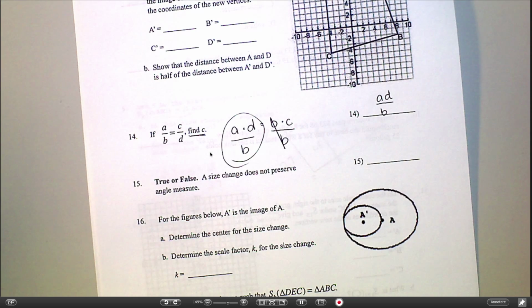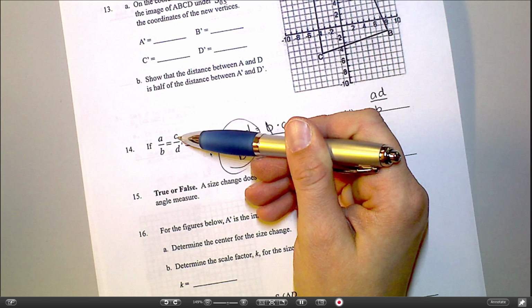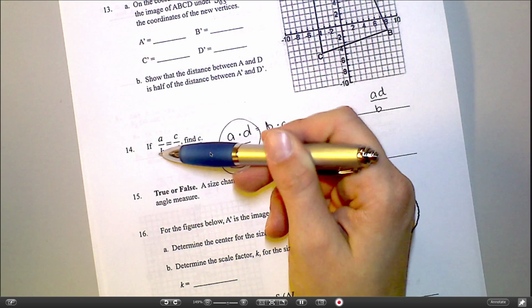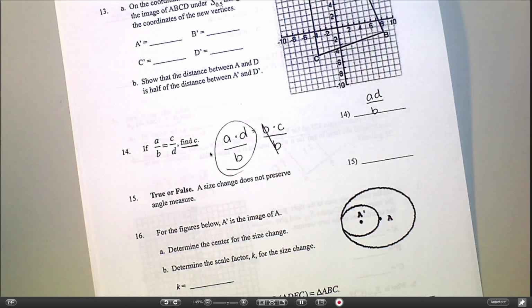Okay. And think about it. If I gave you that and if those were all numbers and I said find this value right here, wouldn't you multiply these and divide by that? That's exactly what I just wrote. Multiply these, divide by that.